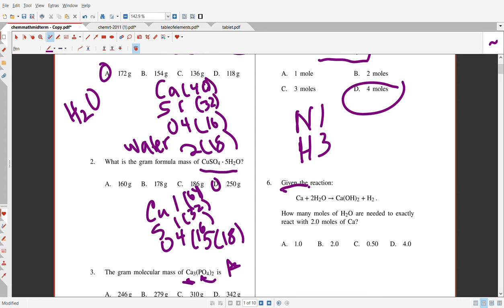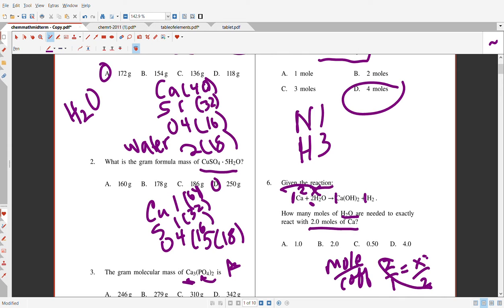Now when you're given a reaction, you have to know that the moles is the number in front. The coefficients is 1 mole of Ca, 2 moles of water, 1 mole of this guy, and 1 mole of this guy. Okay? So when you're given a reaction, you're going to set up a ratio. How many moles of water? So you look in the problem and you put an X on top. Needed to react with 2 moles of Ca. You find Ca in the problem, you put a 2 on top. And then you're going to do mole to coefficient ratio. So you're going to do 2 over 1 equals X over 2. And when you cross multiply, you get X is 4.